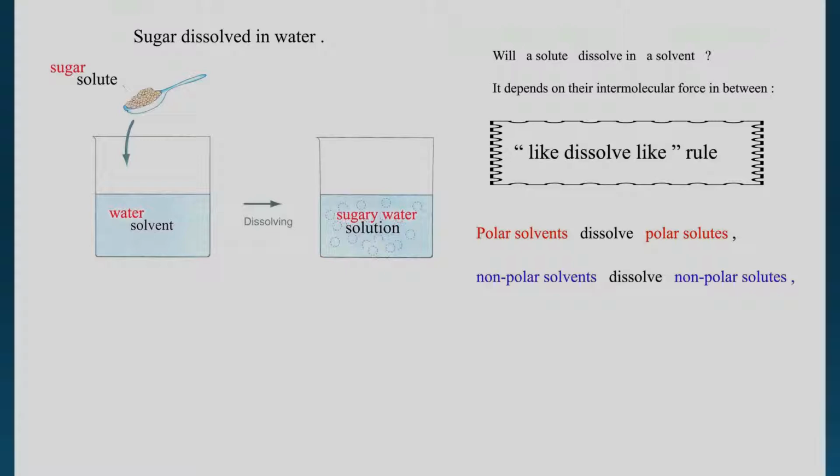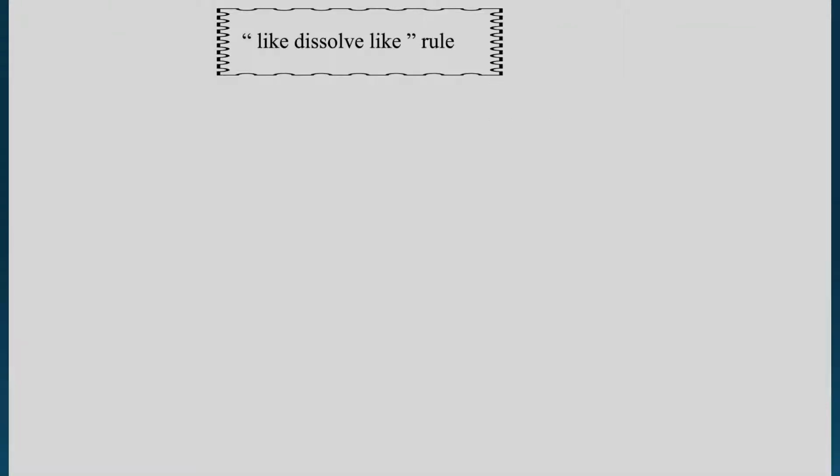As an example, sugar is polar. You can dissolve it in water, which is polar. So they can dissolve. But if you push sugar into petrol, sugar, polar, does not dissolve in a non-polar solvent, petrol. So the bottom one will not dissolve. And that is this like dissolves like rule. I'm going to go into more detail about this rule because it's important.